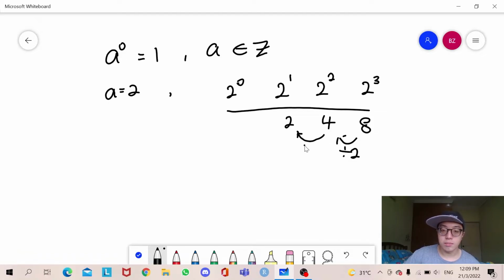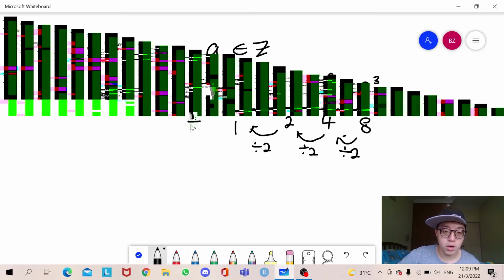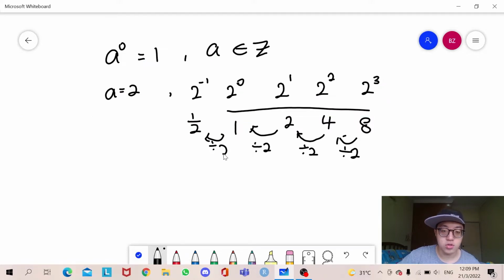And if you divide by 2 again, it goes to 2. If you go back one more time, divide by 2, you will get 1. And if it's -1, then it's 1 over 2 because it's divided by 2. So this is why anything to the power 0 is equal to 1. But there's one thing to know here: a is not equal to 0, because there's another theory behind here.